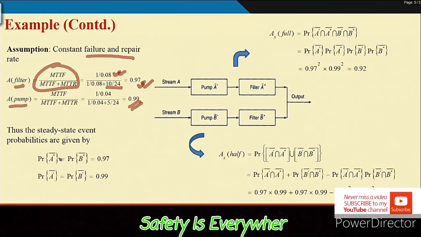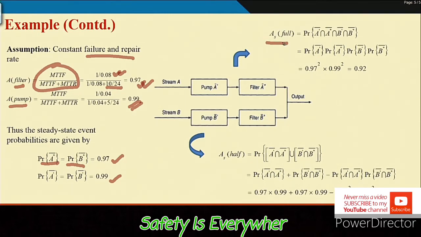So, probability of filters being a success is 0.97, probability of pump 0.99, that is what is computed. Now, what we are interested to know is when we will be getting the full production. So we want to know availability for full.